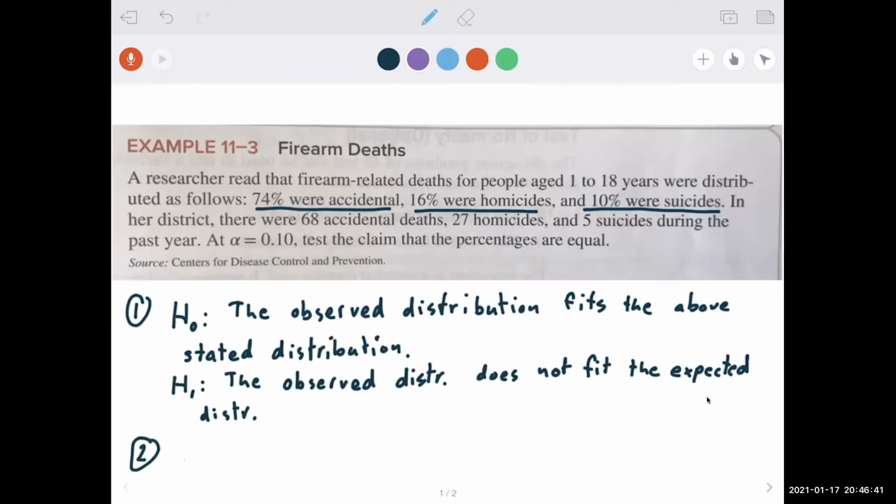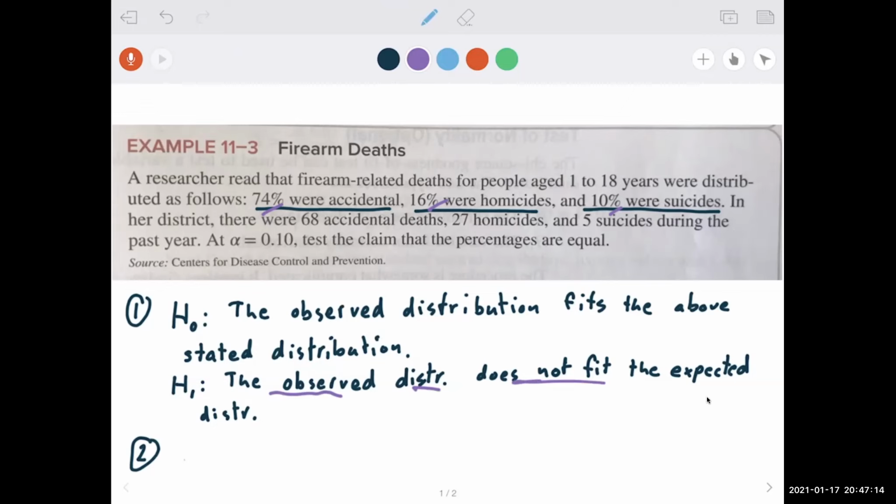In a hypothesis test, we always have to state the hypotheses, and I'll keep it simple and say that the null hypothesis is that the observed distribution fits the above stated distribution. In other words, 74% accidental, 16% homicides, and 10% suicides. And then the alternative hypothesis, H subscript 1, is that the observed distribution does not fit the expected distribution.